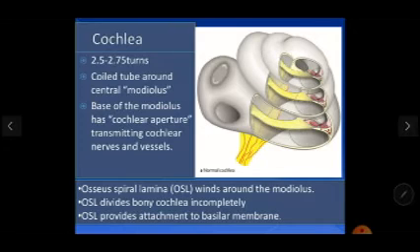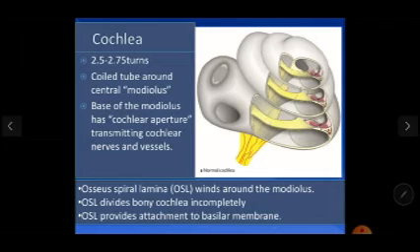Inside this tube, again there is a partition via this osseous spiral lamina. This osseous spiral lamina incompletely divides the tube of the cochlea. So you can imagine this whole thing is a tube being coiled. This is the basal turn, this is the middle turn, this is the apical turn.